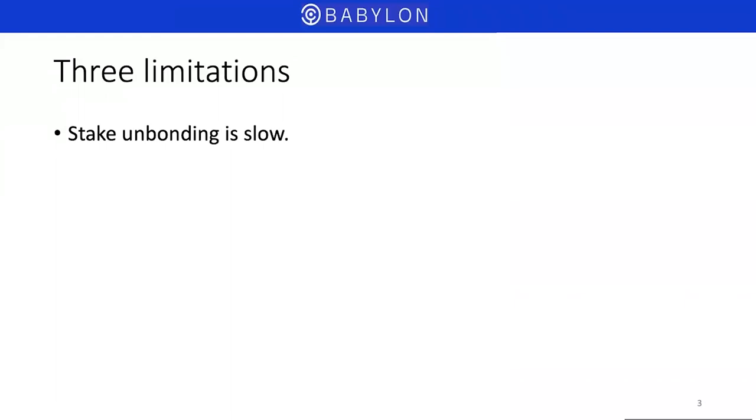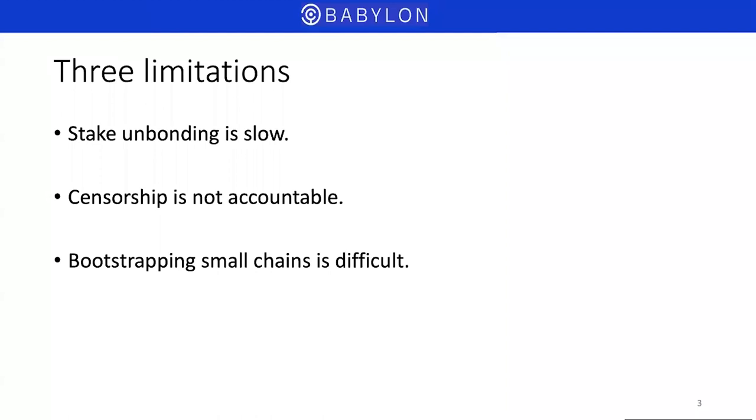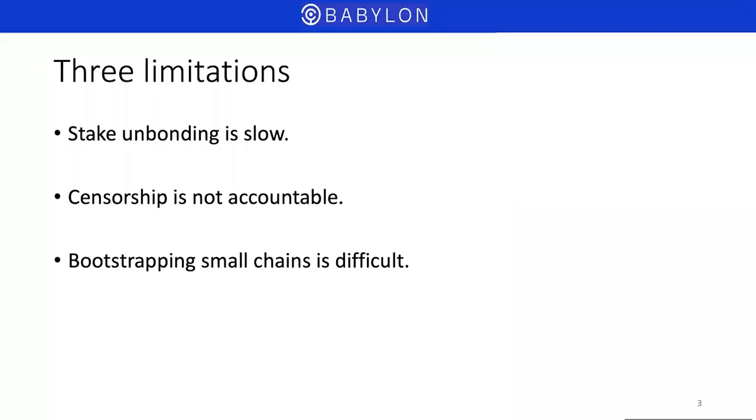Second is that slashing succeeds for safety attacks, double signing. However, censorship is not accountable. I think Tim actually mentioned that in one of your open problems. And so how to deal with censorship is a limitation in proof of stake protocols. And three, in proof of stake protocols, the economic security is measured by the value of the chain, the token valuation. So if you start with a small chain with small valuation, bootstrapping could be quite difficult. So those are the three limitations we identified.